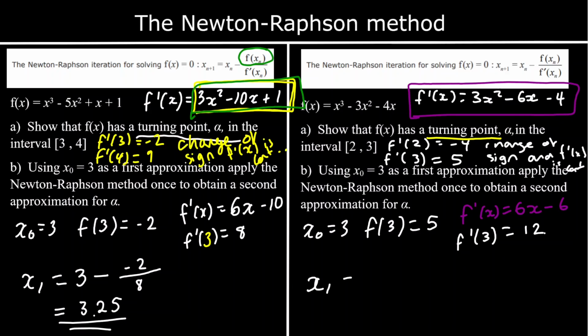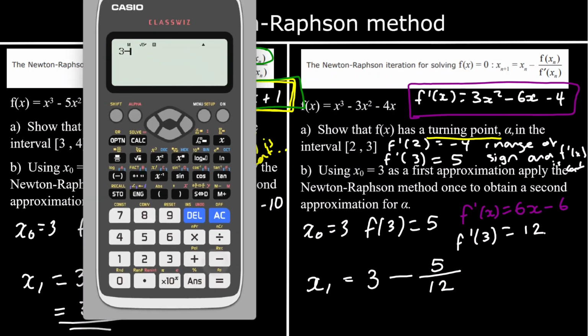So our next approximation is our previous approximation, take away f of our approximation, which is 5. F of 3 is 5. Over 3 into the gradient function, which is 12. So it's going to be 3 take away 5/12, which is 31/12 or 2.58.